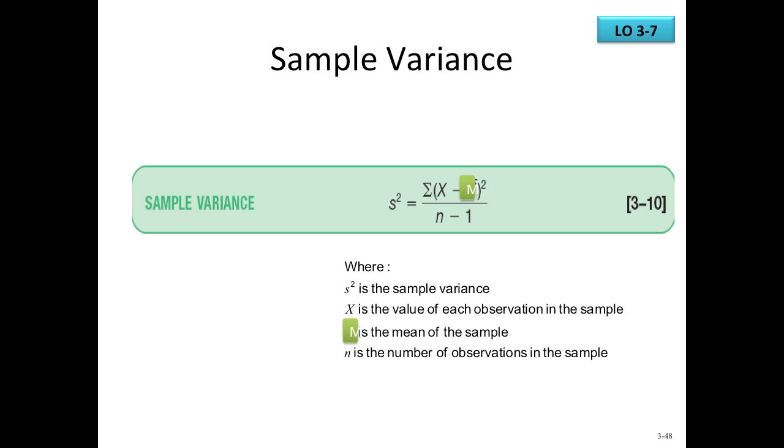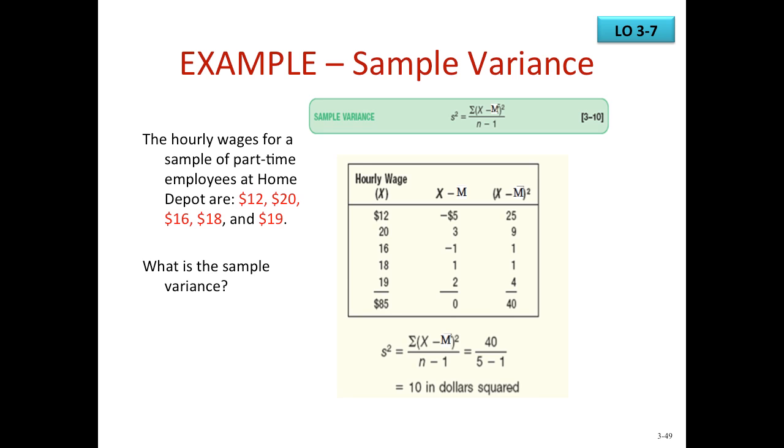And sample variance and standard deviation are represented by lowercase s. Capital M is the symbol for a sample mean, and lowercase n is the symbol for the number of observations in the sample.